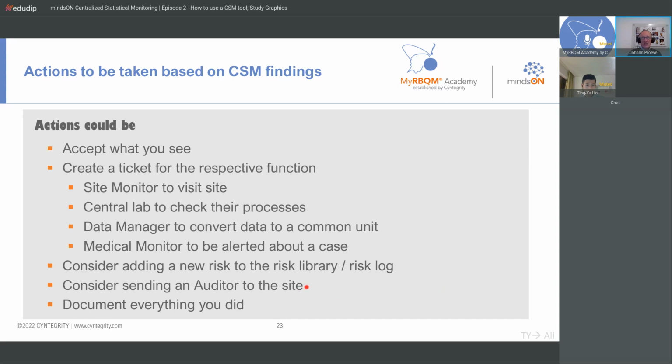So if there is something, in particular the duplicate records that you might have detected, if that is a major volume of duplicate records, then send an auditor to the site. And what is really important is, document everything that you did. That is probably the most important aspect, so that all the activities that you conducted have been documented.